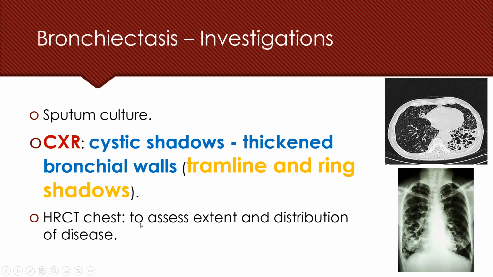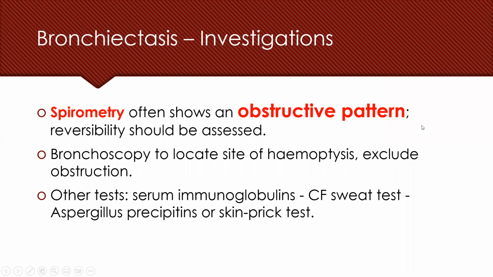The HRCT chest scan, a high resolution CT scan, will help to assess the extent and distribution of the disease, as you can see in this illustration. Investigations also include spirometry, which will show an obstructive pattern, and it will add to the confusion between bronchiectasis and bronchial asthma, because you know bronchial asthma is an obstructive lung disease, not restrictive. And again, COPD is obstructive, not restrictive. And allergic bronchopulmonary aspergillosis can present again with an obstructive pattern on spirometry.